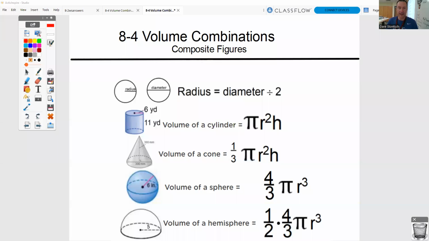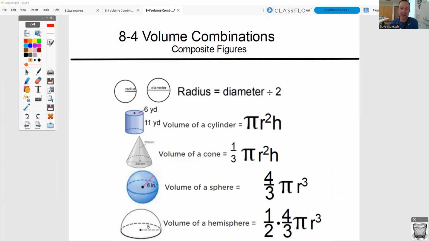This is the lesson for 8-4. What you're doing today is volume combinations, or what they sometimes call composite figures. You're not going to have just a cylinder or just a cone or just a sphere or just a hemisphere. You are going to have 2 or 3 pictures on the same picture. So you're going to have to add together the 2 volumes, or there's going to be other ones that you're going to have to subtract the 2 volumes.